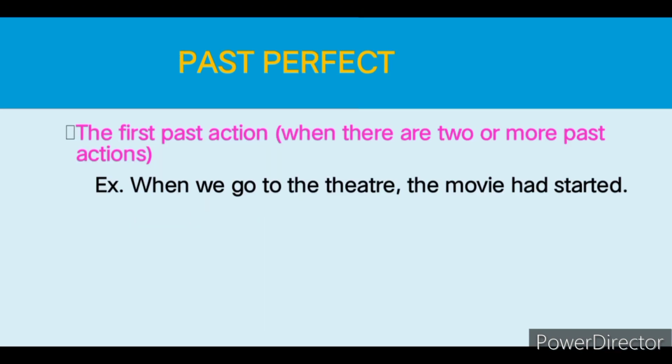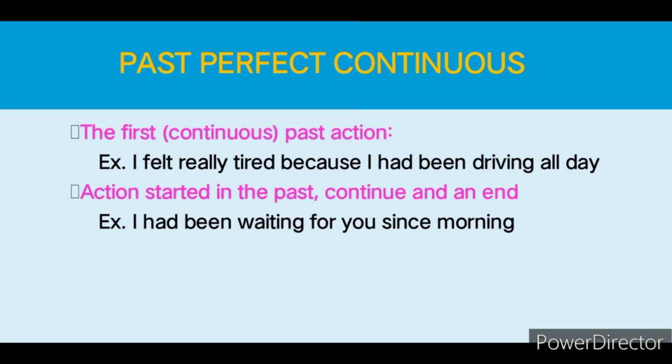Past perfect is used to show the first past action. For example, when we went to the theater, the movie had started. Dear friends, past perfect continuous is useful to show the first continuous past action. For example, I felt really tired because I had been driving all day. It is also useful to show an action that started in the past, continued, and ended. For example, I had been waiting for you since morning.